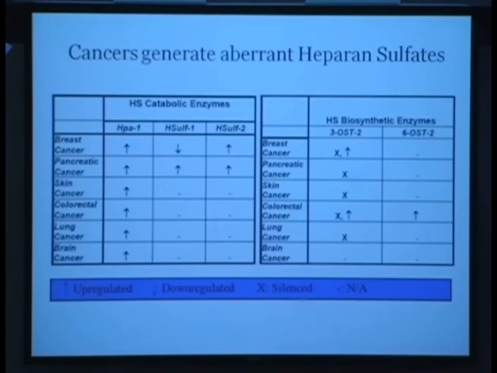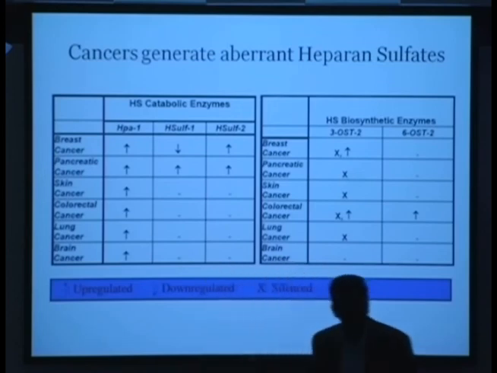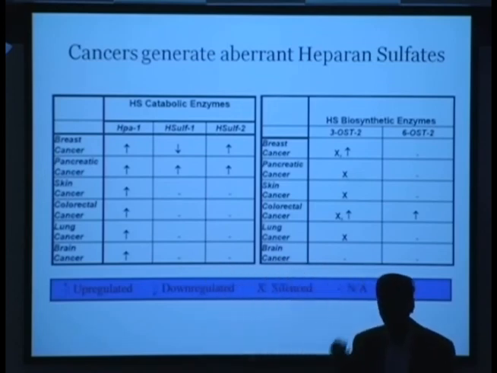And the H-sulfatase, the one that Krishna was asking about, in some cancers one of the isoforms is upregulated. In some it's downregulated, and it's not quite clear. But what is clear is that heparinase is always upregulated in many different cancers. And also one of the key biosynthetic enzymes is 3-OST2, which has been shown in some cancers to be silenced. X means silenced. Some other groups say that it's upregulated. But nonetheless, in many different cancers, 3-OST2 seems to be silenced or slightly upregulated. So we don't understand the consequences of the silencing and so forth.